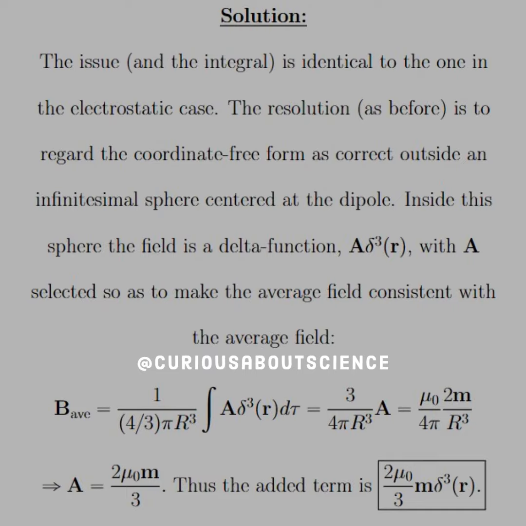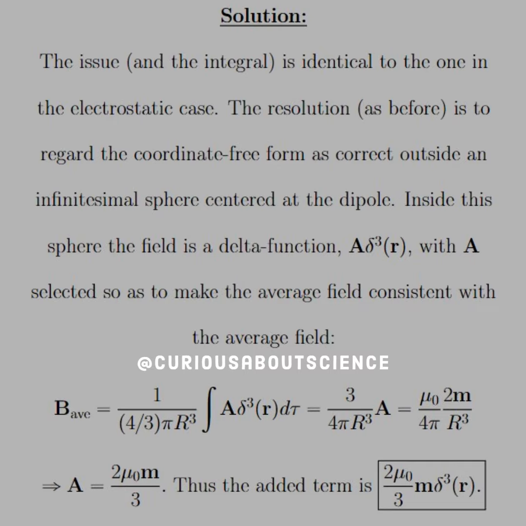But we also know that the field of the dipole is equal to mu naught over 4 pi, 2m over r cubed. We now need to solve for A, which leaves us with 2 mu naught m over 3, simple algebra. So in order to account for this, we just add this delta term in, which is 2 mu naught over 3, m delta cubed r, and you're good to go.